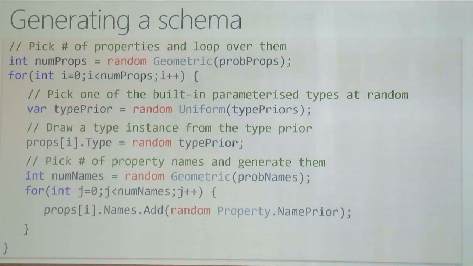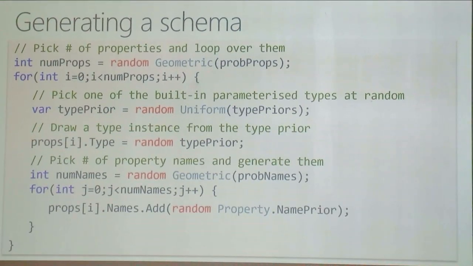Now, we talked about wanting to learn a schema. So this is the part of the Alexandria model that generates a schema. We define this probabilistic program in which now the number of properties in the schema is a random variable.